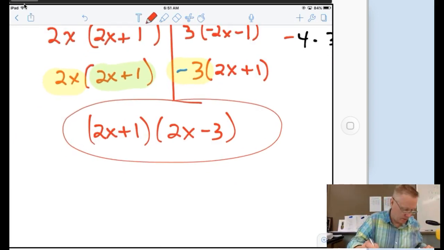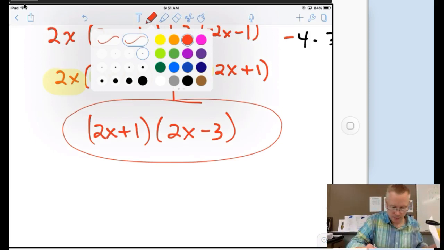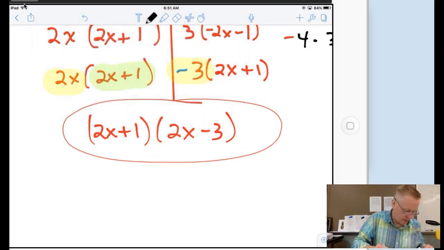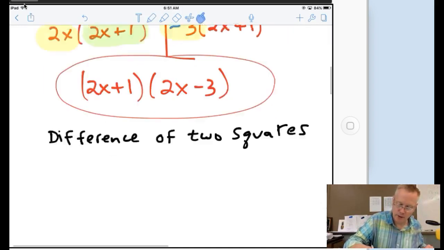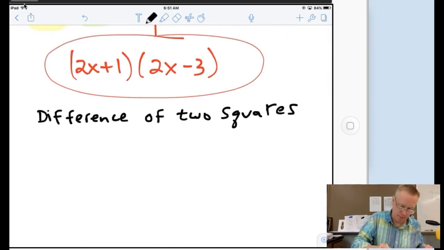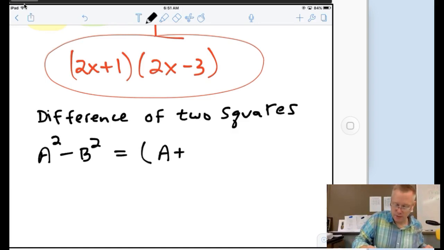Now there's also a special case I'm going to go through here. This is called the difference of two squares. And I can't tell you how many times this comes up in math. It just comes up all the time, all the way through pre-calc, calculus. It keeps popping up over and over again. And it goes like this. If I have a squared minus b squared, they're both perfect squares, then this can be factored into a plus b times a minus b.